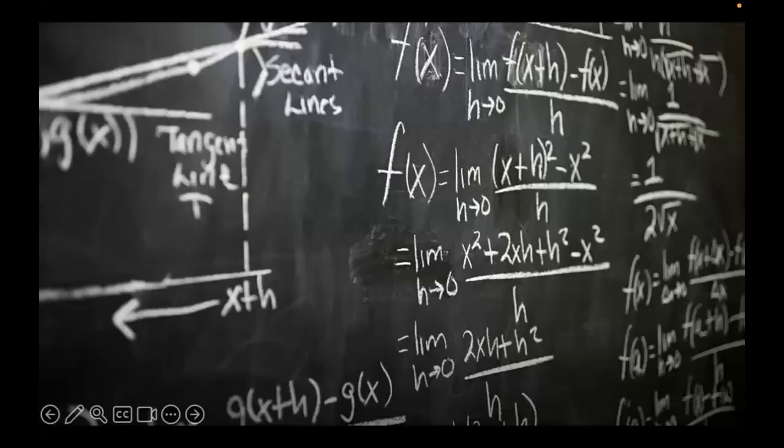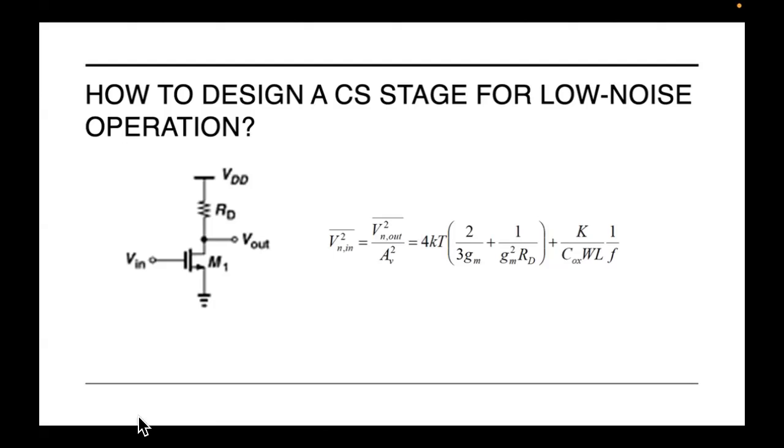If we go to this expression, you find that the equivalent noise on the input terminal is a strong function of GM, RD. And if you go to the flicker noise, you will find that this is a function of oxide capacitance, W and L. So that means that you, as a designer, have the capability to control the noise.